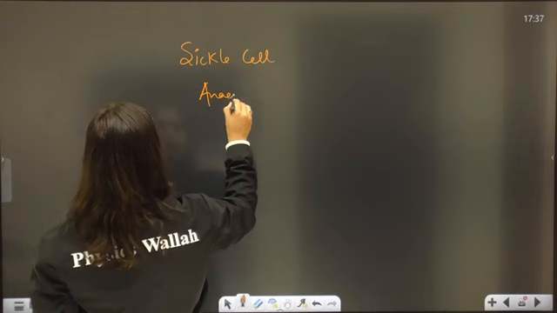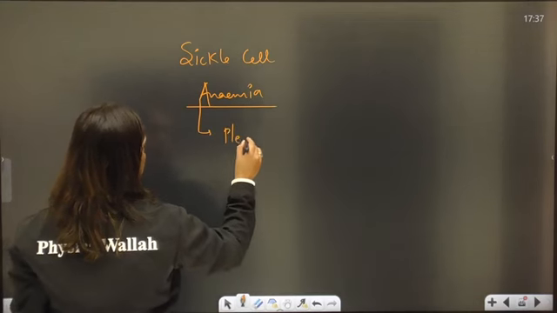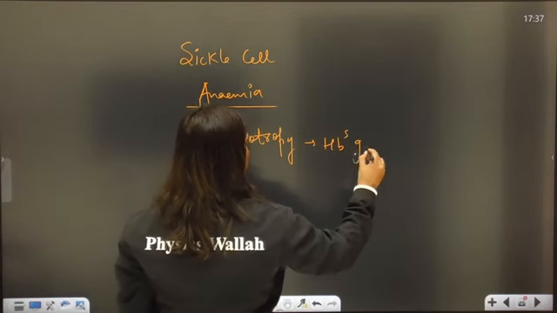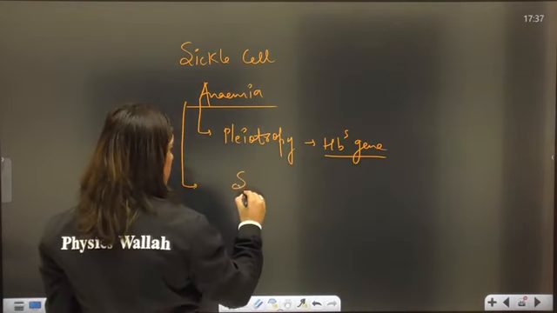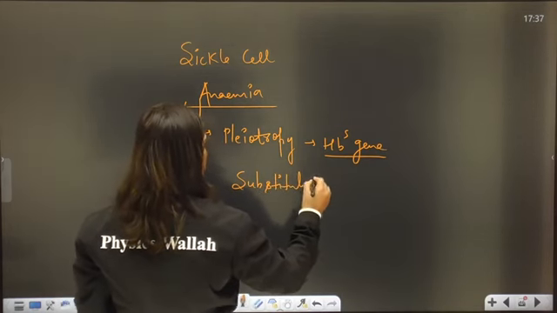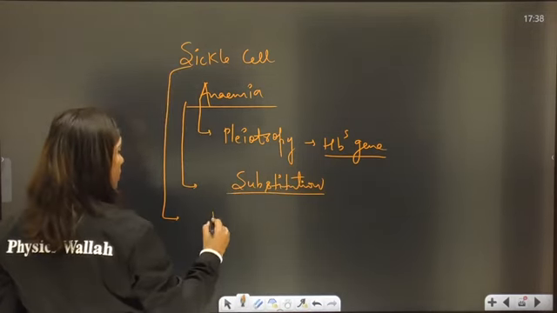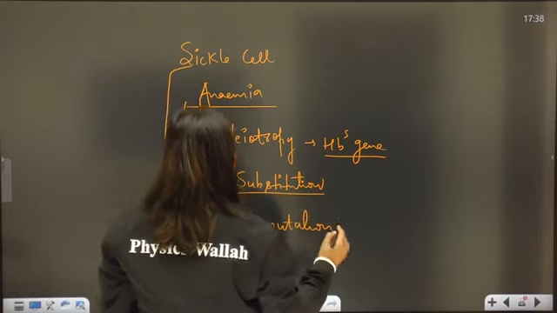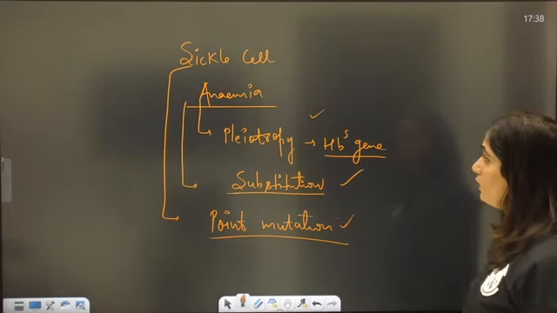What are those points? The pleiotropic effect is seen by the HBS. It's an example of pleiotropy, and the HBS gene is the pleiotropic gene over here. Sickle cell anemia is a case of mutation which is called a substitution, and the substitution is done at a single point. So it is a case of point mutation. These are the terms related with sickle cell anemia: pleiotropy, substitution, and point mutation.